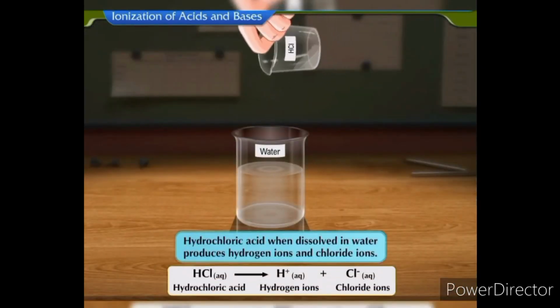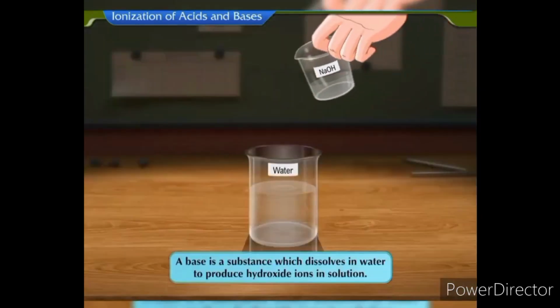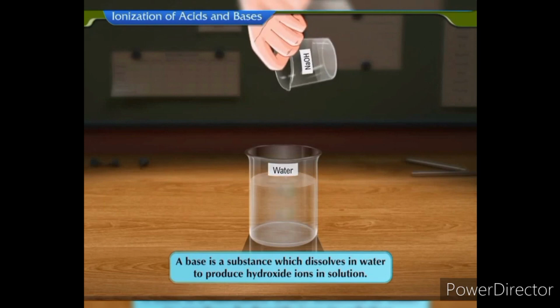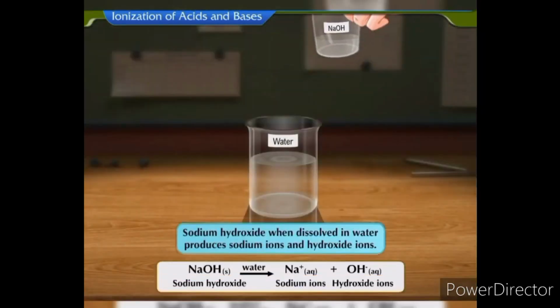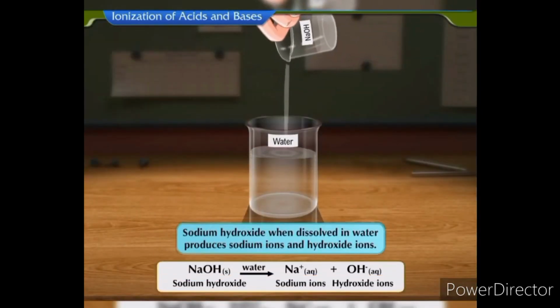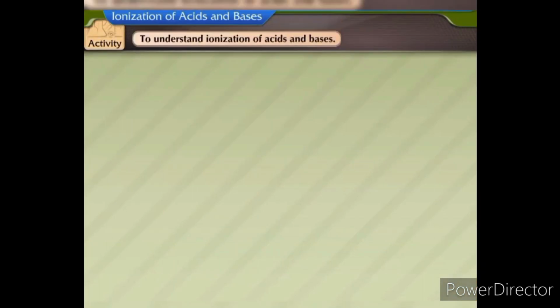Hydrochloric acid, when dissolved in water, produces hydrogen ions and chloride ions. A base is a substance which dissolves in water to produce hydroxide ions in solution. Sodium hydroxide, when dissolved in water, produces sodium ions and hydroxide ions. Let us perform an activity to understand ionization of acids and bases.